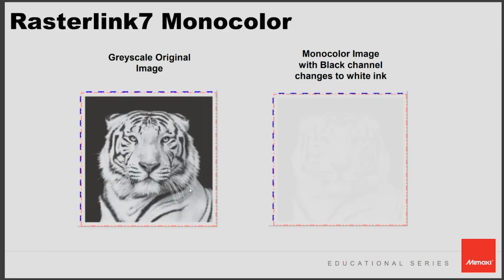And this is another reason why you would do that. If you're printing to black media, you want to make sure that if you want to print white ink and you want it to be the image, you have to basically monocolor replace, because that's the only way you're going to be able to print the white ink.